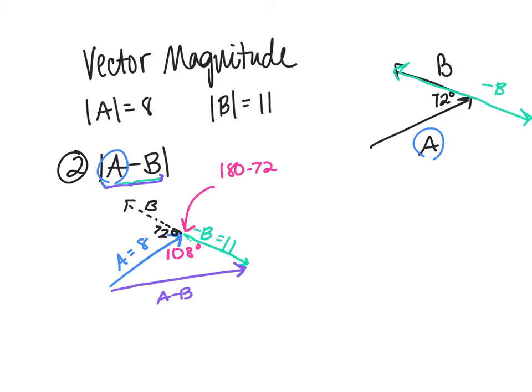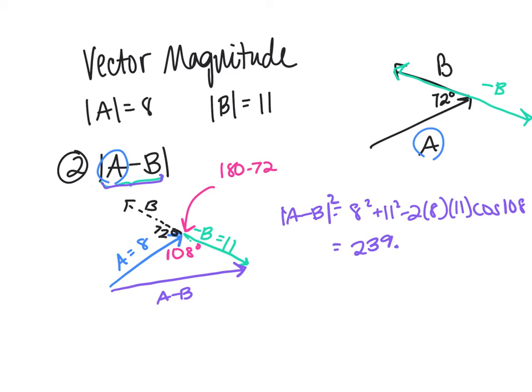So again, side angle side, law of cosines. So we just need to remember that formula. The magnitude of A minus B squared is going to equal 8 squared plus 11 squared minus 2 times 8 times 11 times cosine 108 this time. So if we type all that in a calculator, we get that A minus B squared is 239.39. Finish solving by taking a square root.